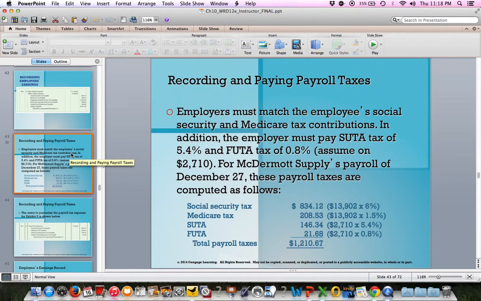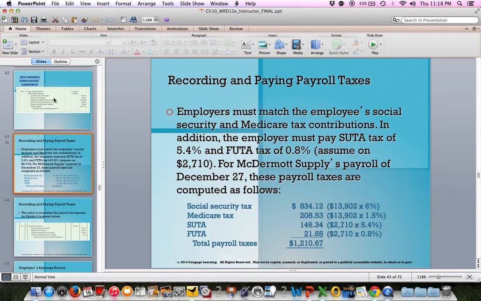So the next side of it then is for the employer to record the employer side of payroll tax. And so we have the employer match for Social Security and Medicare, and then on top of that, the employer has to pay unemployment for SUTA, state unemployment, and then FUTA, which is federal unemployment. State's always higher, and federal is always lower. Okay, and we're basically basing that on a payroll of 2710. And so basically, because this business employed people, we have to pay these taxes.